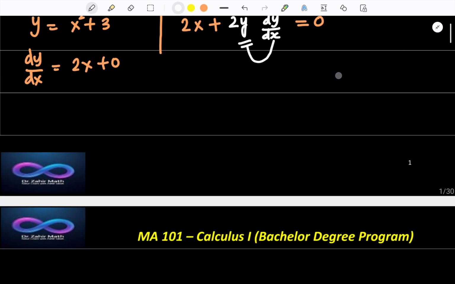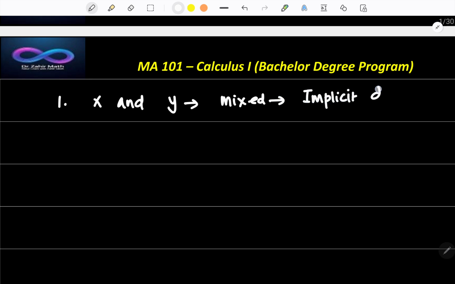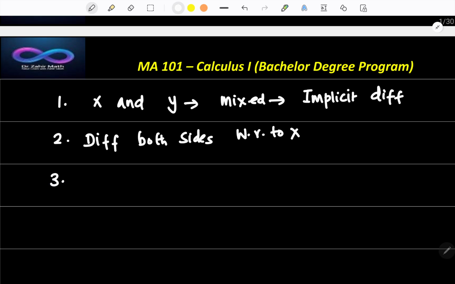Right. So once again, I wanted to tell you some important points. What are the important points, teacher? The first one, when x and y are mixed, mixed means what? Together. Then in that place, you should use implicit differentiation, okay? It means you have to differentiate both sides, keep in your mind, both sides with respect to x. And what is the third point, teacher? Treat y as a function of x.